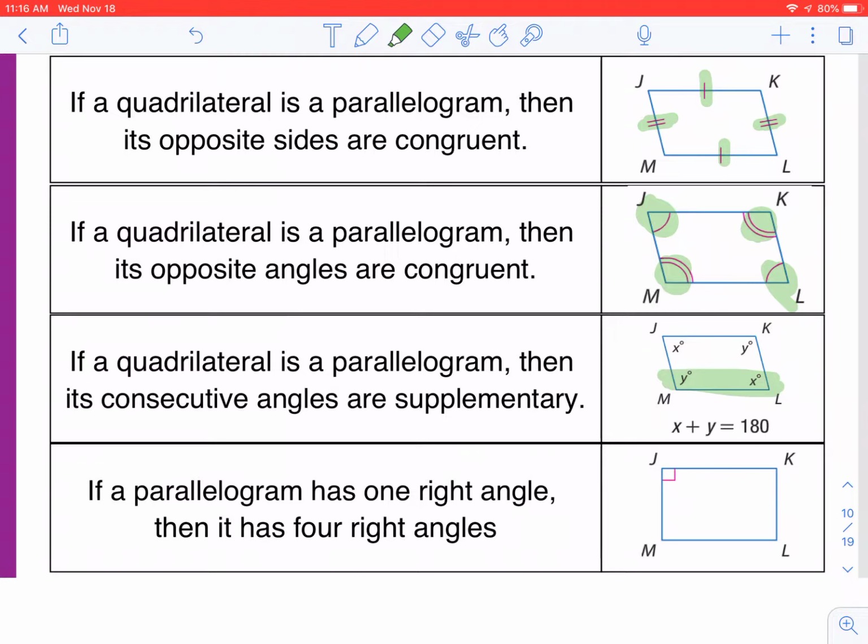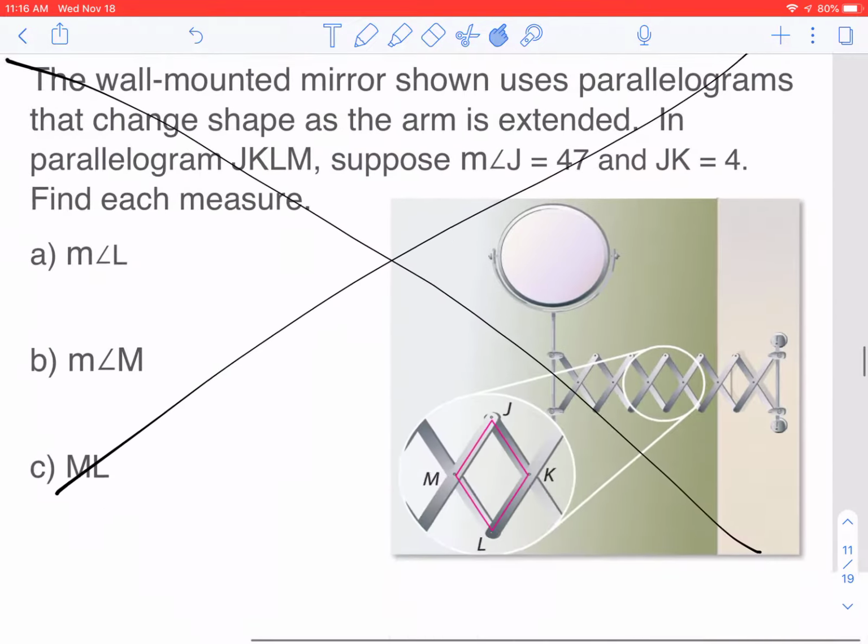And the last one is if it has one right angle, then it's going to have four right angles. And then it's going to be a square or a rectangle. Okay, so we have those properties.